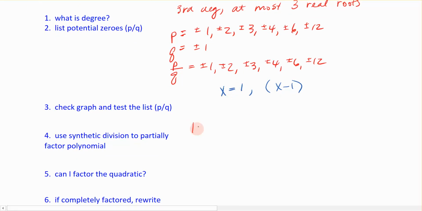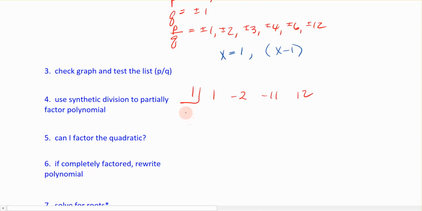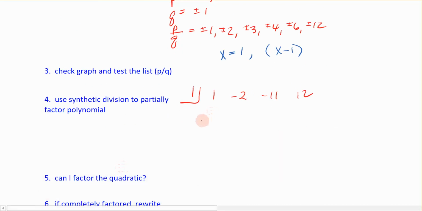So I'm going to start with 1, put my upside down house there, and let me scroll up. I'm going to use synthetic division on the polynomial up here. So I have a 1, negative 2, negative 11, and positive 12 that I'm going to do synthetic division on. So we set this up by bringing the 1 down. Now we multiply and add. So that would be a negative 1. Multiply would be 1. Add straight down would be negative 10.